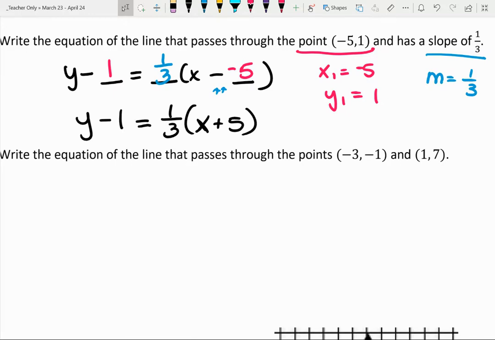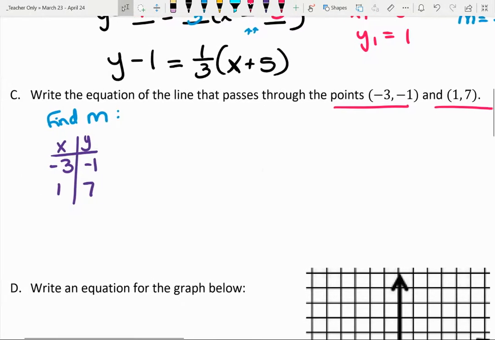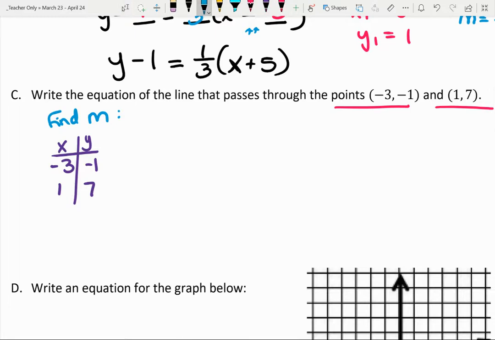We can also use this form, point-slope form, to find the equation of a line that passes through 2 points, right? We're given the points -3, -1, and 1, 7, but we're not given any information about the slope. So we have to find the slope. And we're going to do that by setting up a really little table here. So I'm going to use the x and y values right from my coordinate points: -3, -1, and 1, 7. Those are the two coordinate points I was given. And then I'm going to use that to find the slope.